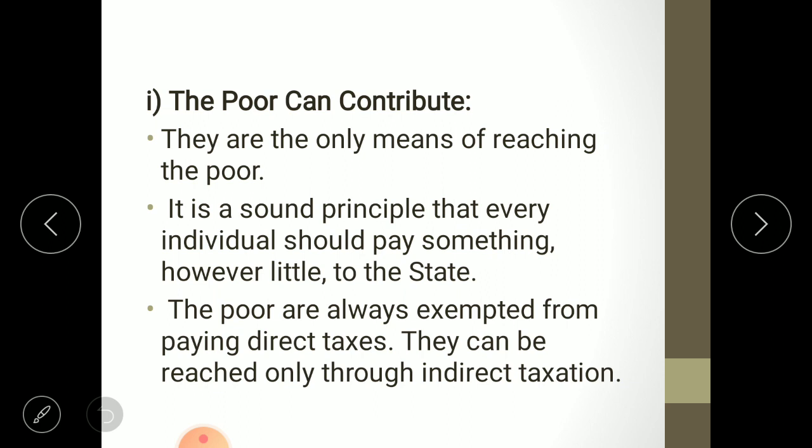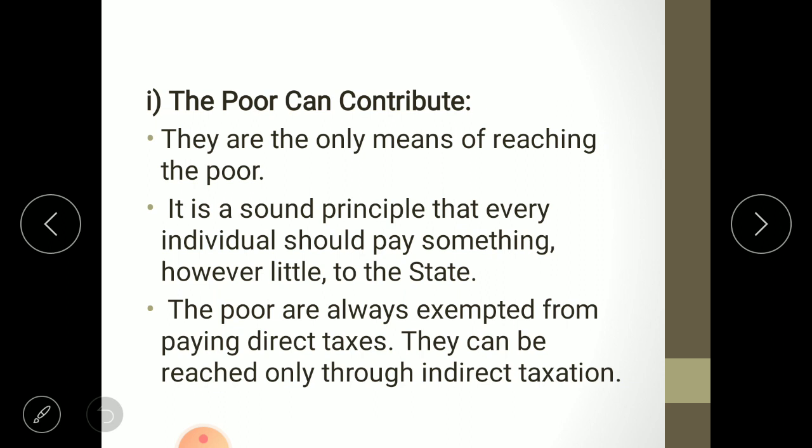They are the only means of reaching the poor. It is a sound principle that every individual should pay something, however little, to the state. It is said that whoever is a citizen of the country, they should contribute towards the development of the economy. Why? Because they are part and parcel of the economy, so they must contribute.